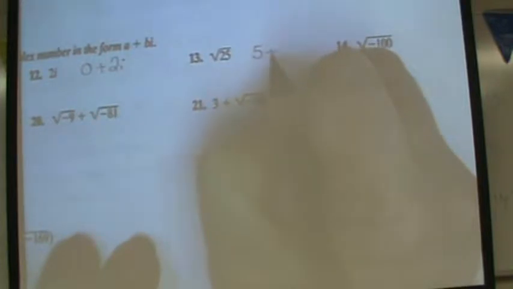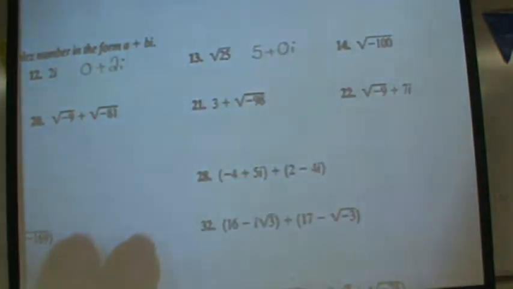13, square root of 25 is 5, and there is no imaginary part. And the square root of negative 100 is 10i, so it would be 0 plus 10i. Number 19, you're going to want to simplify this. Root 12 is 2 times 2 times 3. So you're going to pull the 2 out after we're going to leave the 8 alone. So this is going to be 2 root 3i.